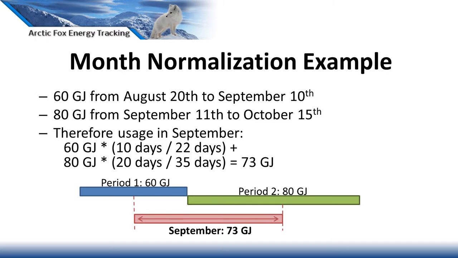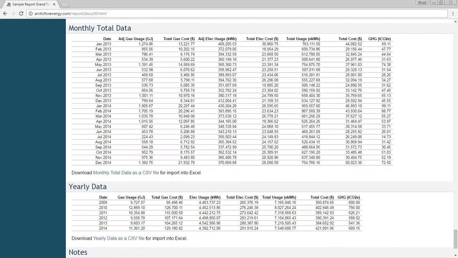To get there, we have to perform the calculation shown here, which is essentially taking the portion of any reading period that overlaps the month and adding these together. So for example, we take this portion of period 1, added to this portion of period 2, to get the best estimate for September's usage. All the data that's graphed and summarized in the reports has already had this operation performed. So back to the report.